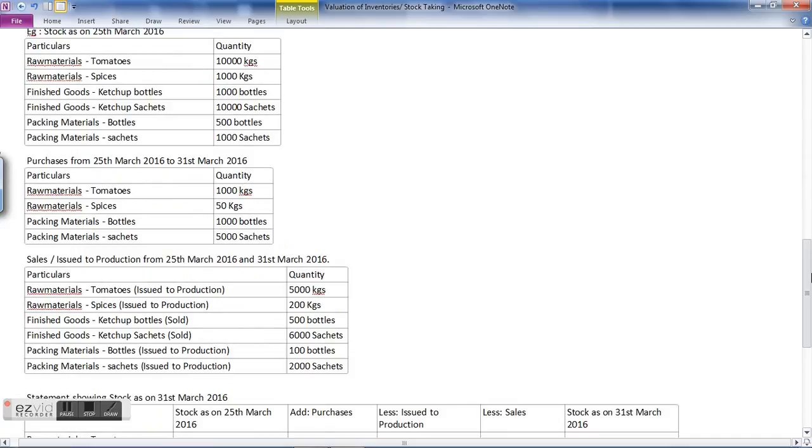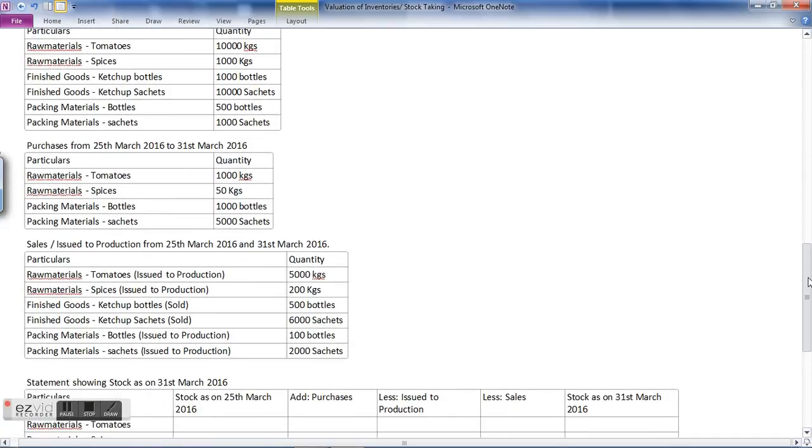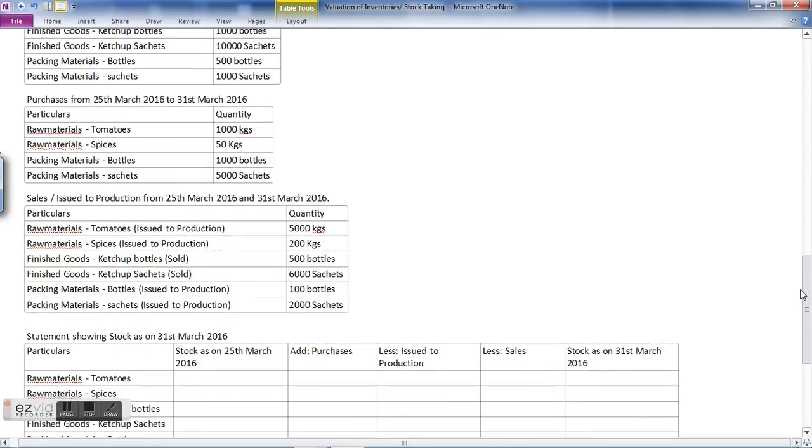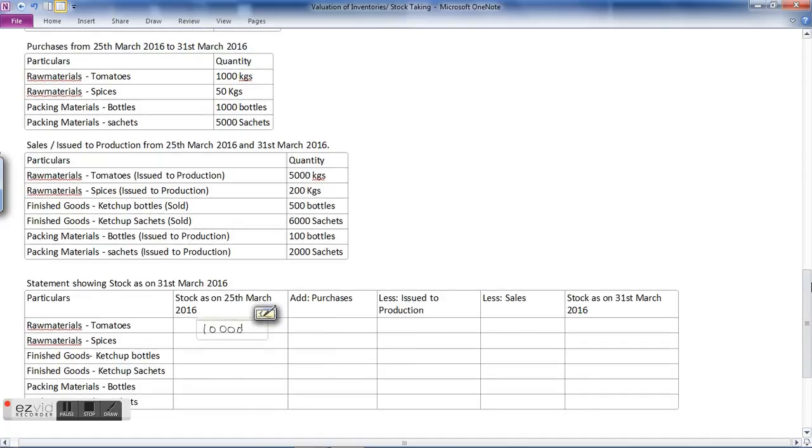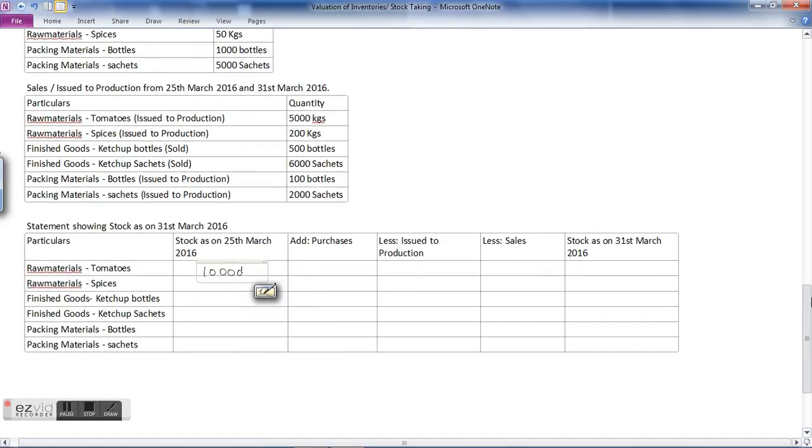So let's see. Our tomatoes is 10,000. Okay, raw material. That is tomatoes, so it comes to how much? 10,000. So I'll put it as 10,000 kgs. Then purchases, are there any purchases? Yes, raw material, tomatoes, there are some 1,000 purchases. So I'll add this. Then is anything issued for production? Yes, raw material issued to production is 5,000 kgs. So I'll put it as 5,000, since we are reducing. Since this is a raw material, there is no sale.